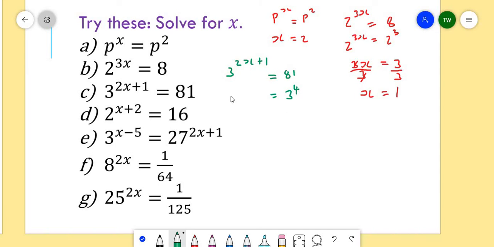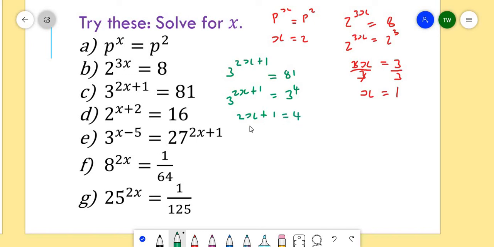So we put back what we have here, which is 3 raised to the 2x plus 1 power. Now at this stage, the bases are the same. Both bases are 3 here. So at this stage, we can simply equate the powers and solve for x. So it's going to be 2x plus 1 is equal to 4.